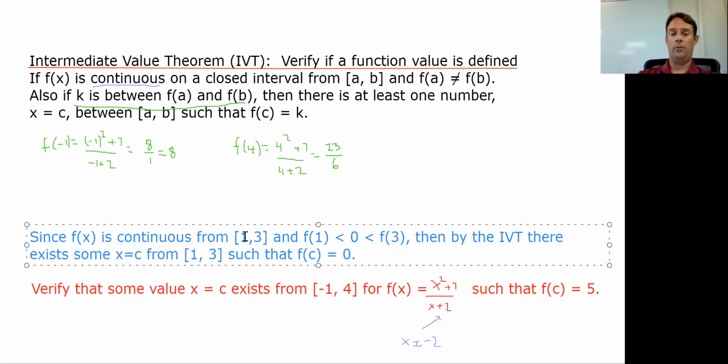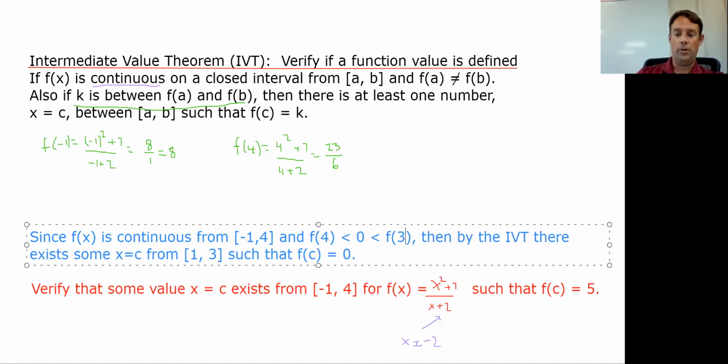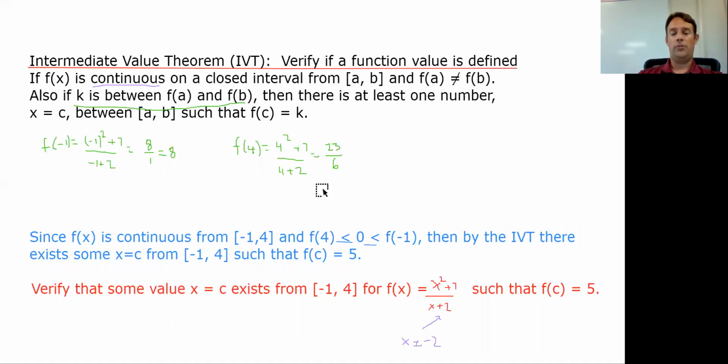Watch this. I'm not even going to bother even rewriting it. So since f of x is continuous from -1 to 4, and what was my smaller value? That was the f of 4 this time. And this should be f of -1. Then by the IVT, there should be some x value from -1 to 4 such that f of c is equal to 5. Still the same. Nothing changed. It's still the same statement.